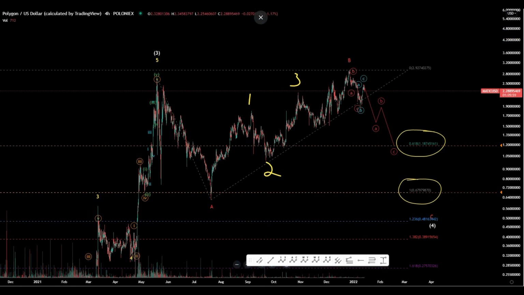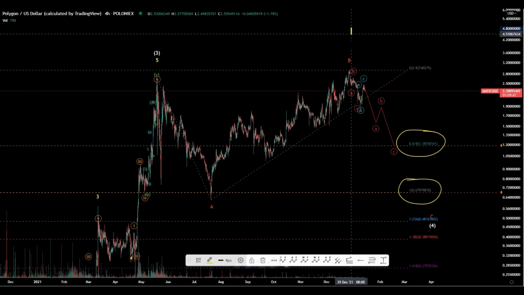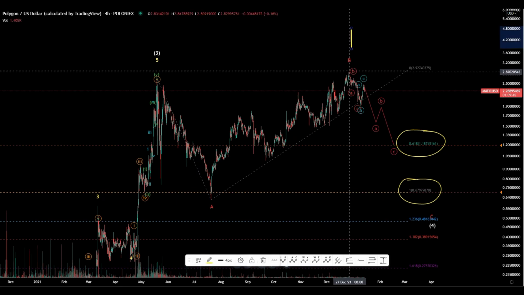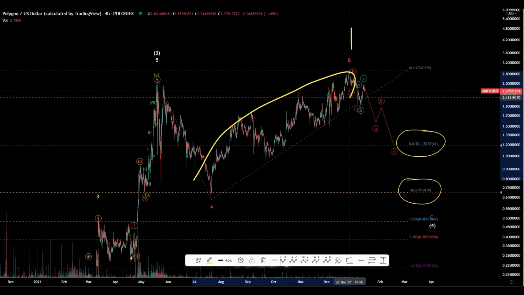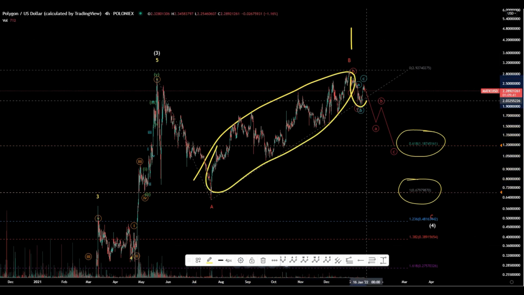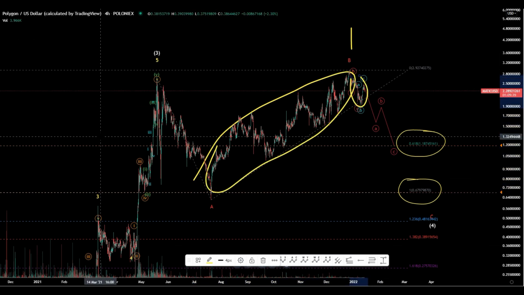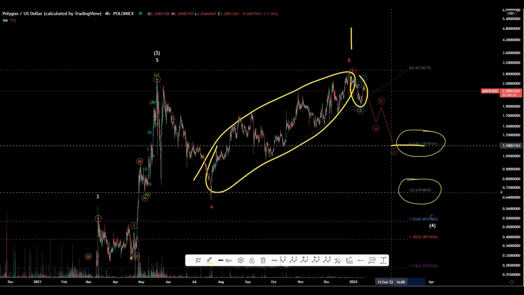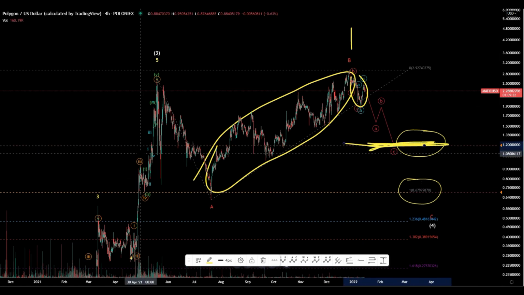But that doesn't matter. Right now I'm rolling with a B wave. I'm going to let the correction tell me that it's not. Doesn't change how I'm going to trade it. Even if this is a 1, this whole move being a 1, that's not your correction. Your correction's coming down to at least, at a minimum, here.